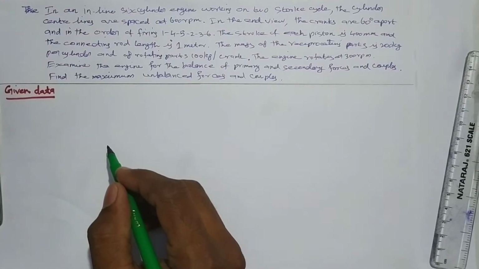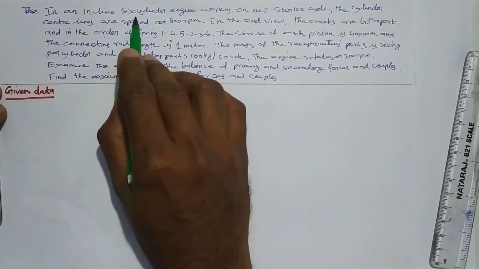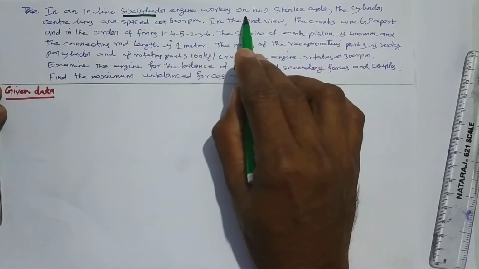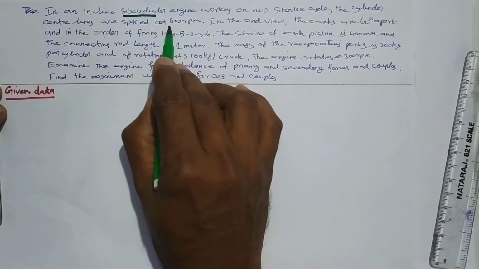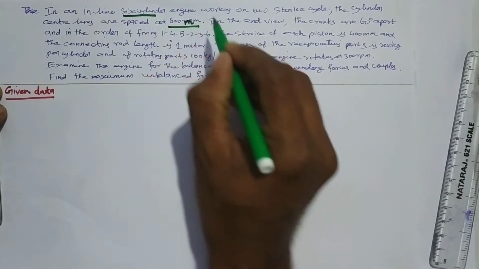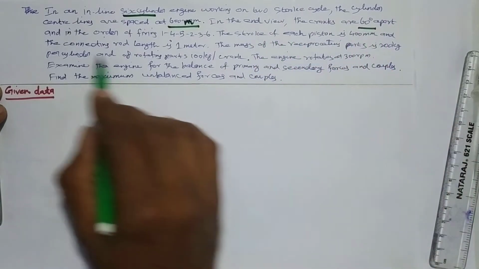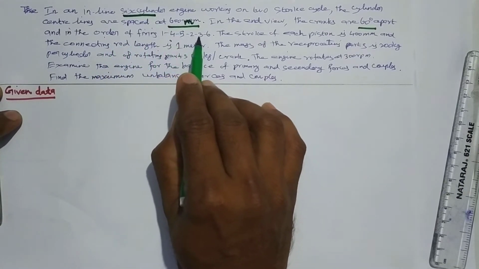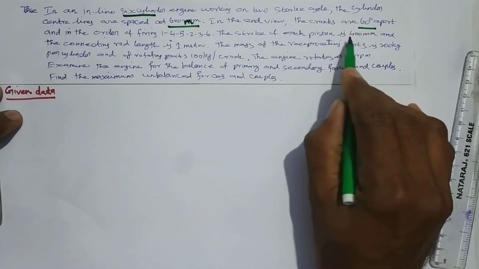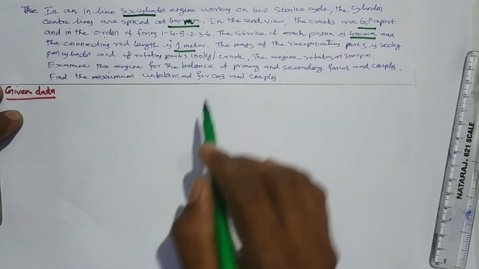Good morning, dear students. Today we are going to see the balancing of a multi-cylinder engine. Consider this problem: in an inline 6-cylinder engine working on a 2-stroke cycle, the cylinder center lines are spaced 600 mm apart. In the end view, the cranks are 60 degrees apart and in the firing order of 1, 4, 5, 2, 3, 6. The stroke of each piston is 400 mm and the connecting rod length is 1 meter.